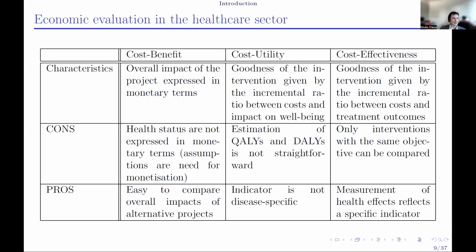Here I summarize the three main methods that we use in health economics. I will be very quick, because the presentation is not only about that. What is used normally is cost-benefit analysis, in general when we want to assess public projects.